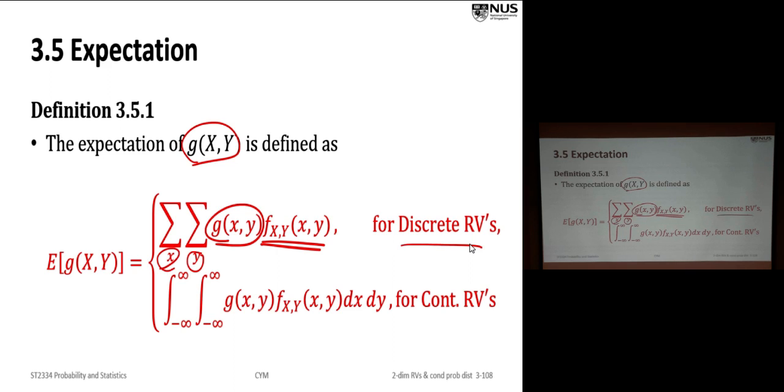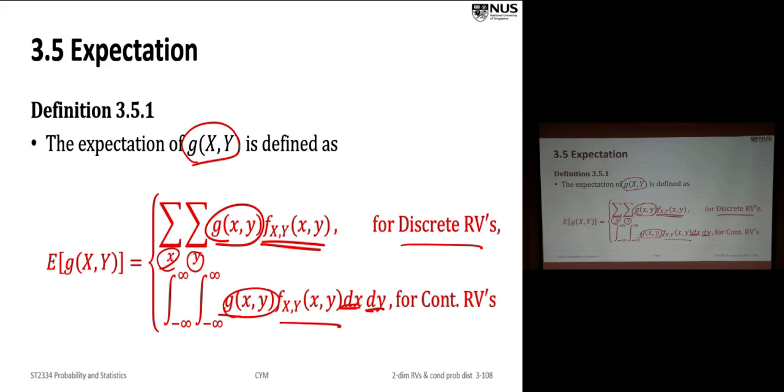That is for discrete random variable. For continuous random variable, I multiply the function g(x,y) with respect to the PDF, and then integrate from -infinity to infinity for x as well as for y. For our module, it doesn't matter whether you integrate x first or y first. But from a practical point of view, sometimes the integration order may make the integration easier to work with. So you have to figure out which one is easier.